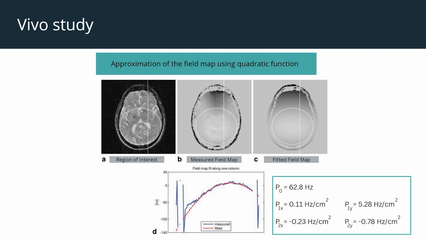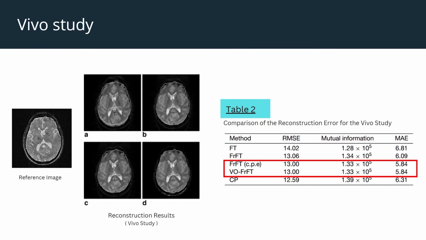This is the low distortion brain image of the volunteer, which is used as the base image before going to the reconstruction process. Figure A is the region of interest, B is the measured field map, C is the fitted field map, and D is the comparison graph between the measured and fitted field map approximated by a quadratic function. And here are the coefficients of the quadratic function for the fitted field map. Next, we will go into details about the results.